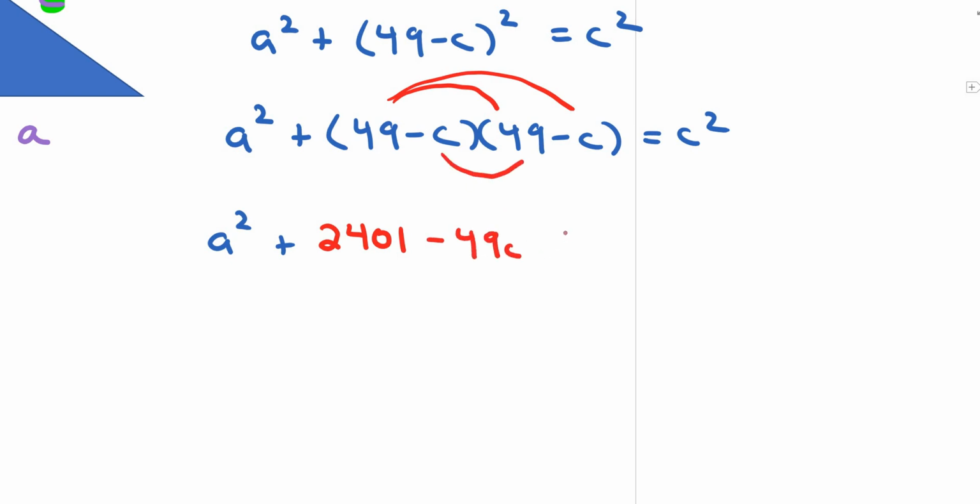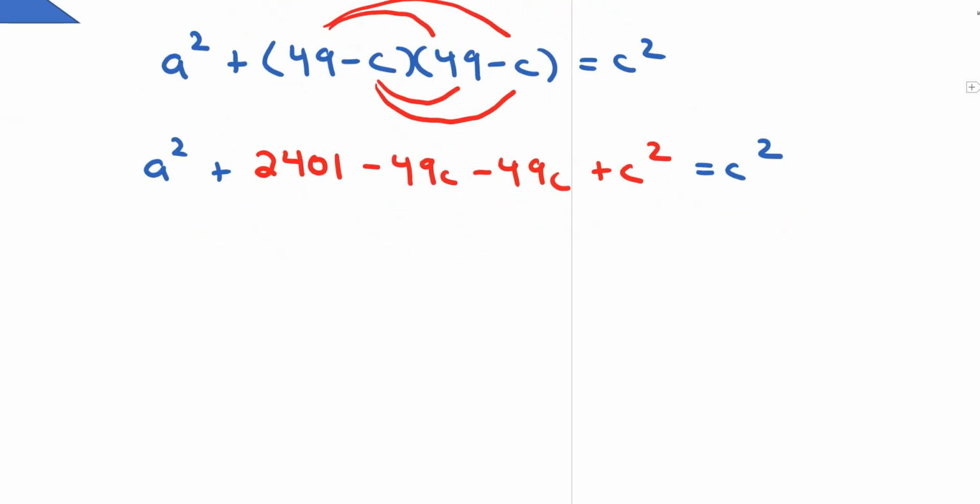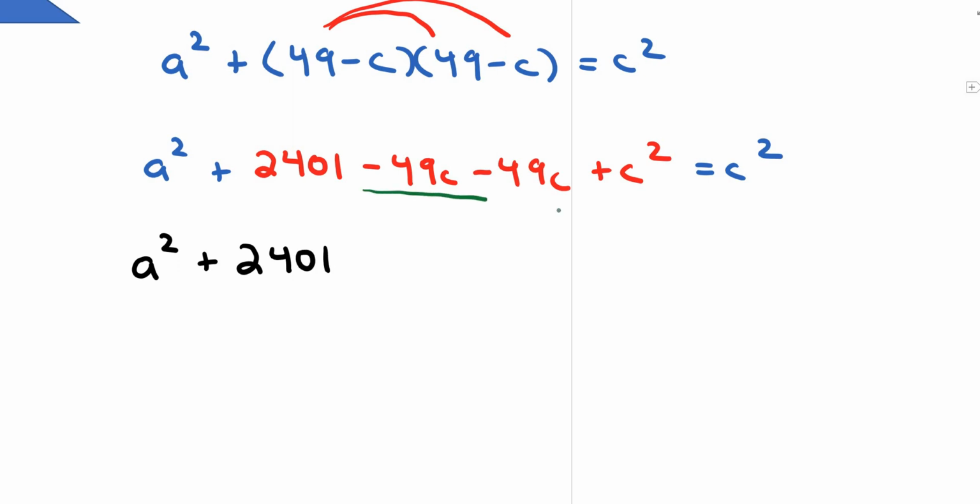And then we have another negative 49c. And negative c times negative c is going to be positive c squared. And that would equal c squared on the right-hand side. All right, so a lot of FOILing and distribution, collecting like terms, things like that in this homework. So let's keep on collecting like terms here. So I have 2,401. And if I combine these two terms, I get negative 98c. And it turns out that this c squared and that c squared just cancel out. So this is going to equal basically 0 on the right-hand side.